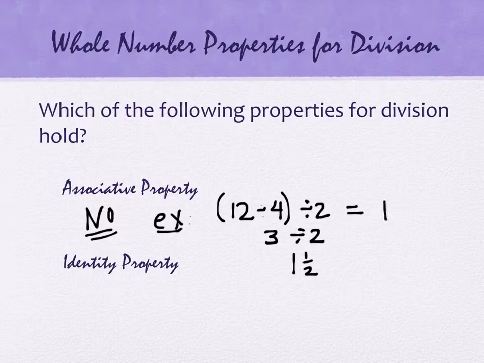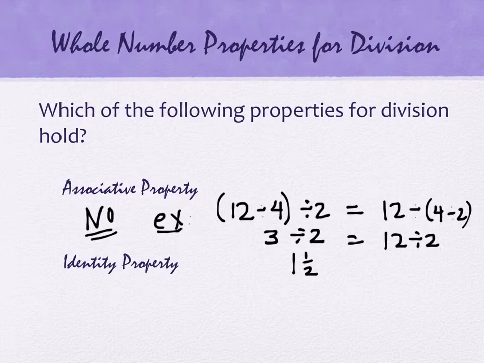And so what happens when I do the order differently? Well, 12 divided by 4 divided by 2. Well, 4 divided by 2, that's 2. So now I have 12 divided by 2, and 12 divided by 2 is 6. And clearly 1 and 1/2 is not equal to 6. So the order in which I do the associating together actually makes a difference. Just like the commutativity didn't hold, the associativity doesn't hold.